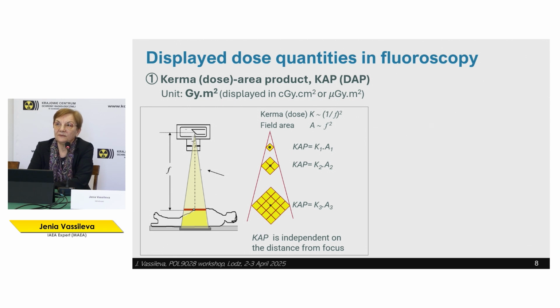It's in fact the product of the air kerma in a specific plane, normally at the entrance plane, at the entrance surface of the patient, but it could be measured at any other distance from the X-ray source because it's a product of the dose and area.